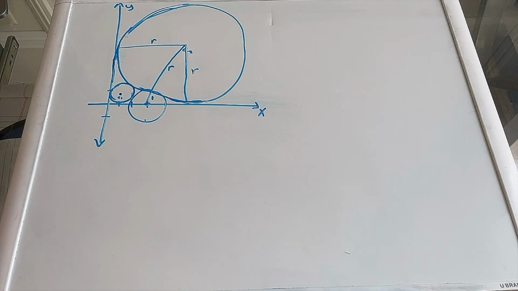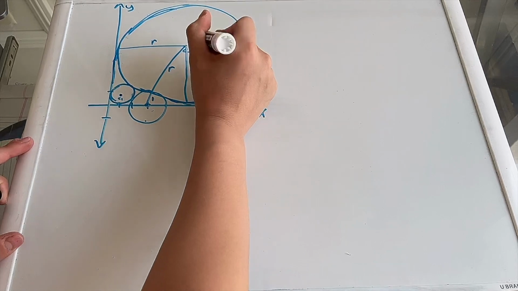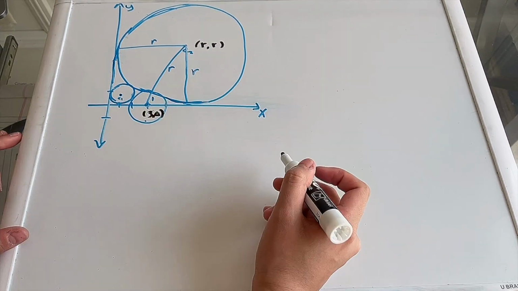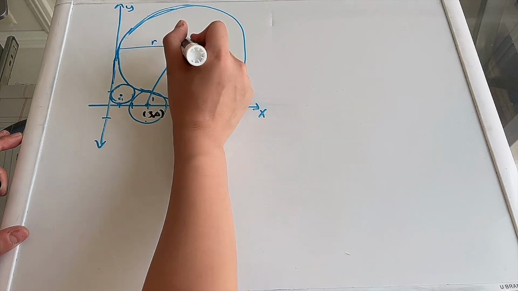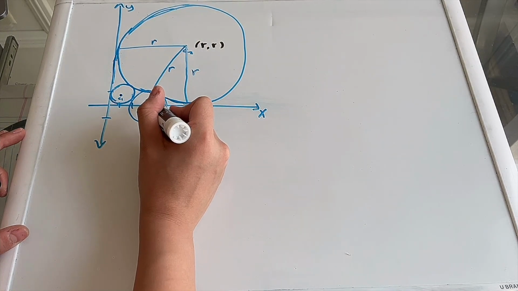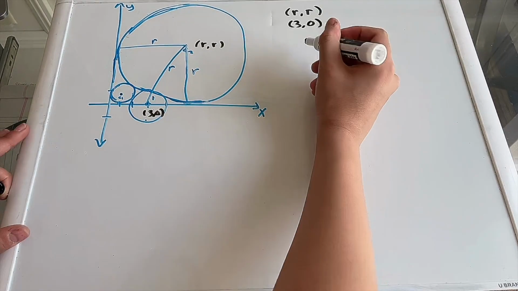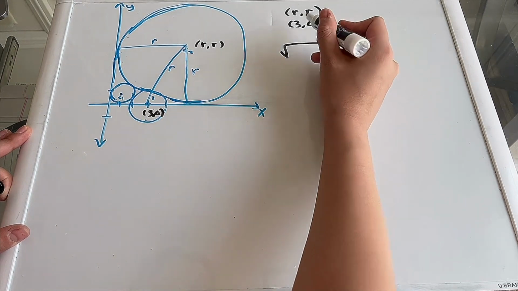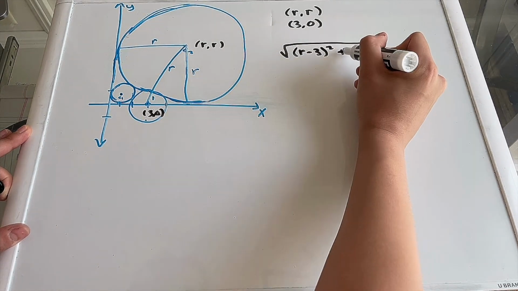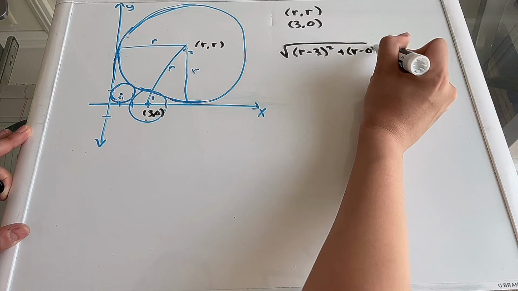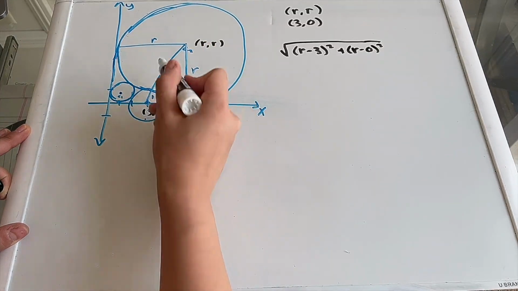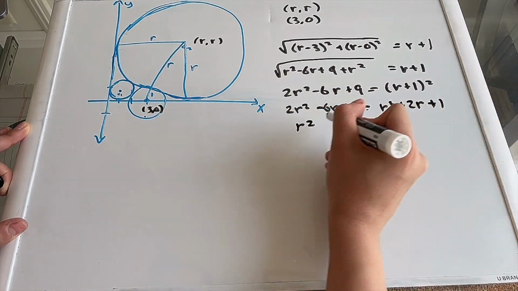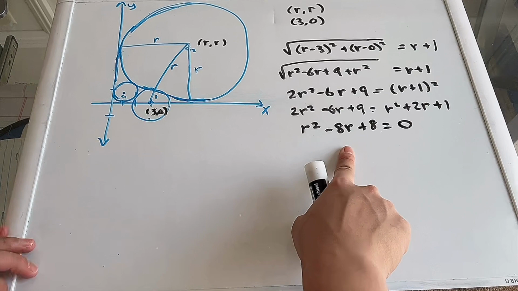So if we list an equation, we can solve this. So how are we going to solve this? Well, we know that this point right here is going to be R, and then this is going to be (3, 0). So how do we find the length of C2 to this (3, 0) right here? Well, it is going to be the square root of (x1 minus x2) squared plus (y1 minus y2) squared. And this length right here, we also know that it is going to be equal to r plus 1. And then this is going to be the quadratic that we get from this.